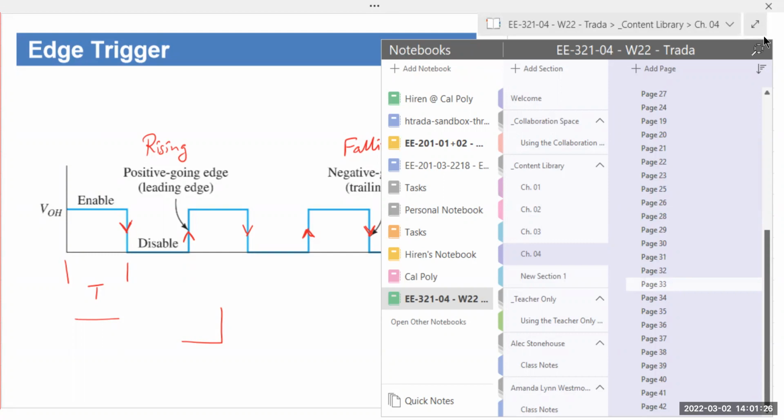So for edge trigger, what does it get from? Just that it has going up and going down. Yeah, it just activates at each transition edge.